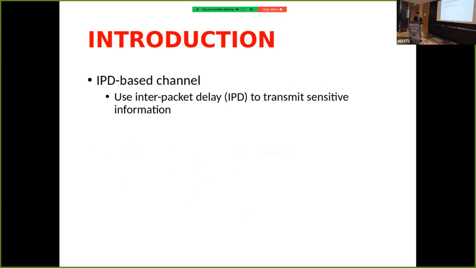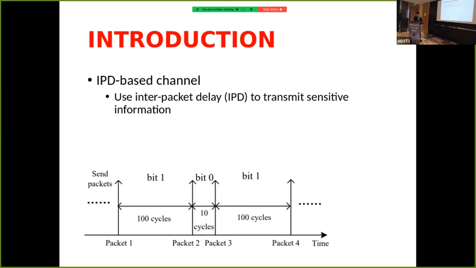Essentially, a secure covert channel is able to secretly transmit data on top of existing network traffic, rather than directly exposing data to adversaries as an encryption scheme does. Our work concentrates on the IPD-based secure channel. We use inter-packet delay, called IPD, to transmit the sensitive information. The transmitter encodes bit 1 or bit 0 as a long or short inter-packet delay. As shown in this figure, the gap between packet 1 and packet 2 is 100 cycles, representing bit 1, and there is a gap of only 10 cycles between packet 2 and packet 3, representing bit 0.